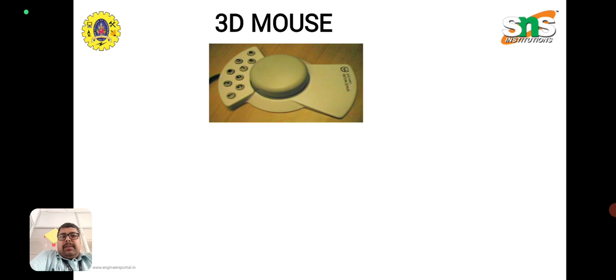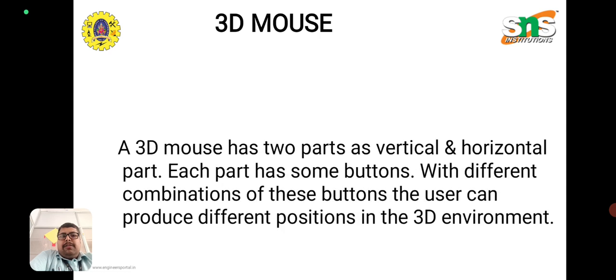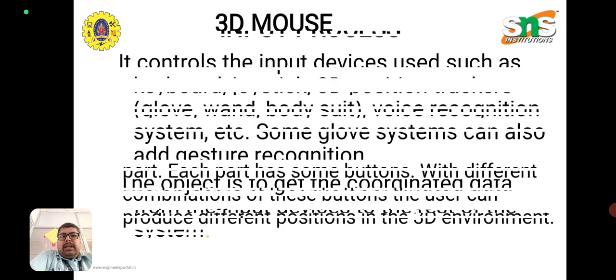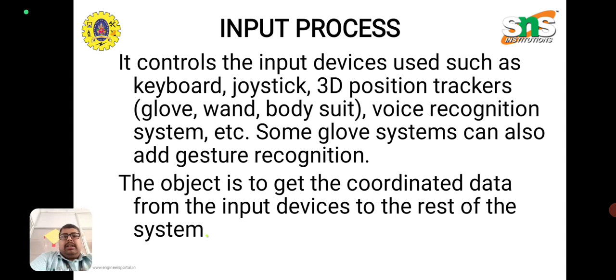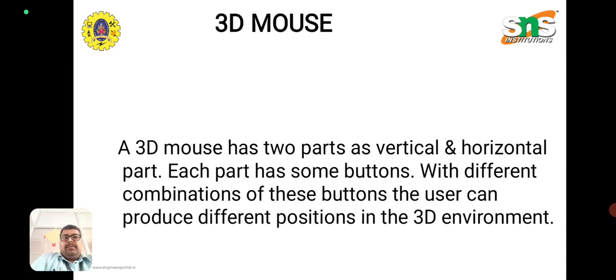Next, we come to the 3D mouse. This 3D mouse consists of two parts, vertical and horizontal. Each part has some buttons. With different combinations of these buttons, the user can produce different positions within the 3D environment.